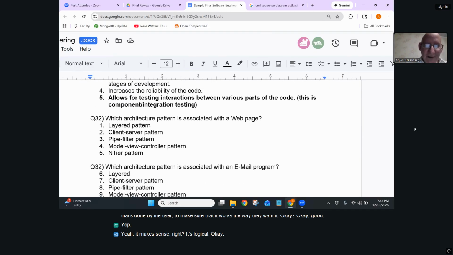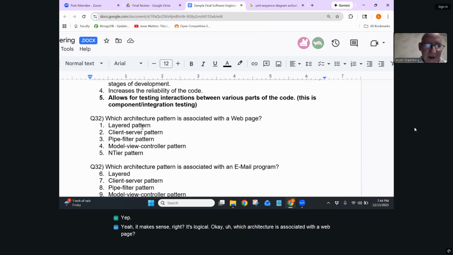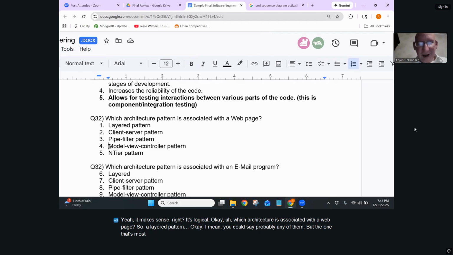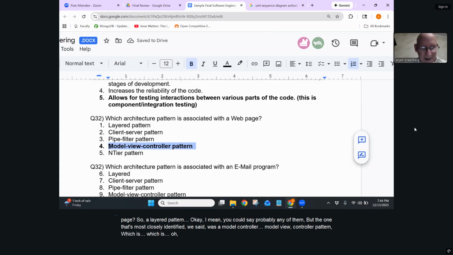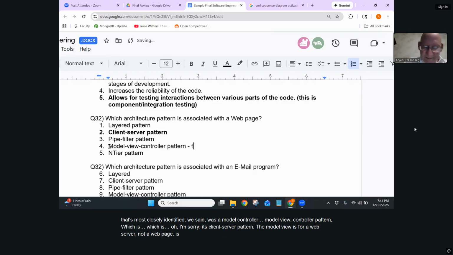Okay. Which architecture is associated with a web page? So a layered pattern. I mean, you could say probably any of them, but the one that's most closely identified, we said, was the model view controller pattern, which is oh, I'm sorry. It's the client server pattern. The model view controller is for a web server, not a web page. The truth is they'd probably be okay on a test. I'd probably give you credit for either one.